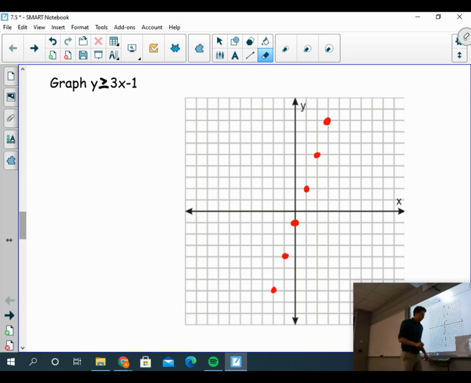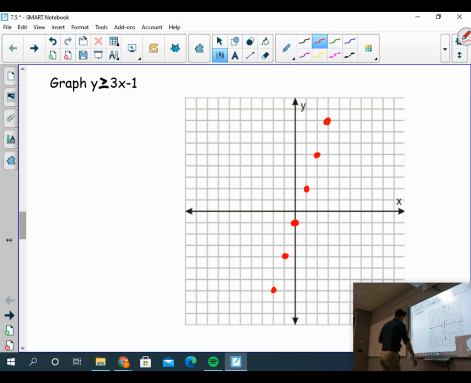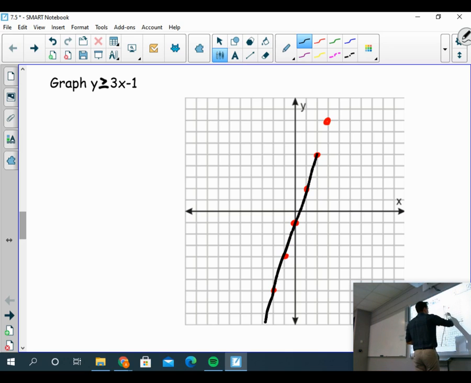So step one, we're going to graph it as if we were graphing a line, but we're only going to get the foundation of it. Step two, we are going to look at the inequality symbol. Is there an equal to present? There is an equal to present, so we will go ahead and fill in our line. Our line will not be dashed.